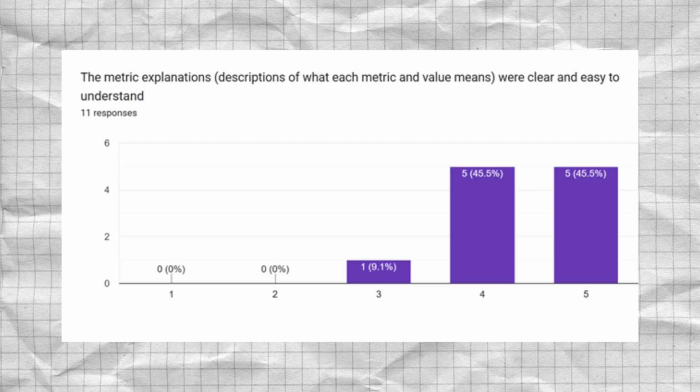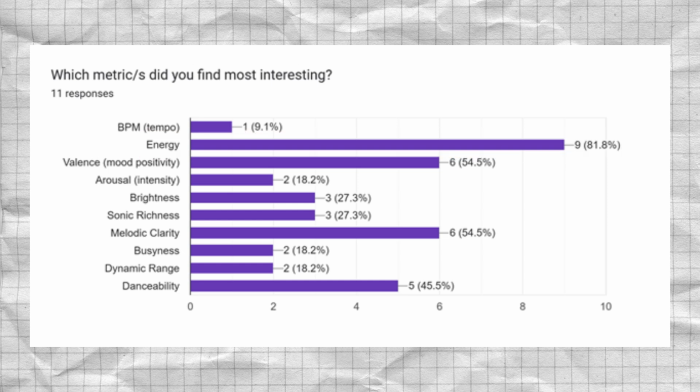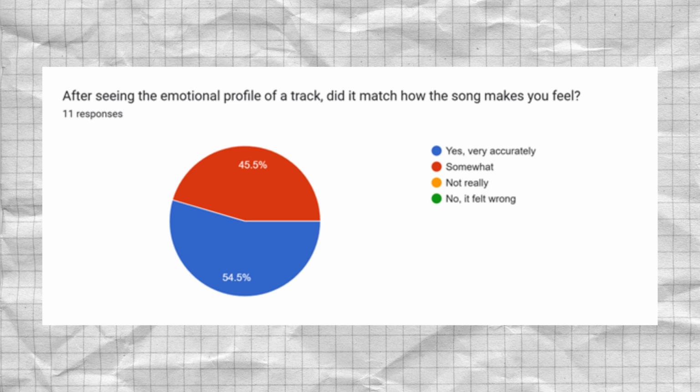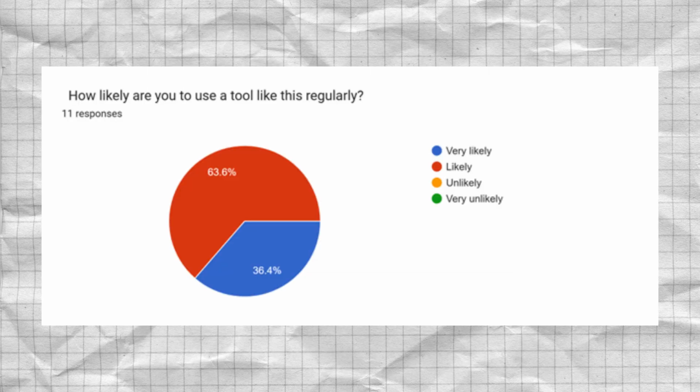91% of users found the explanations on the app very clear. Energy was selected by 82% of participants as their favorite metric. And importantly, every single metric received at least one selection in this question, so nothing was dead weight. 100% of users agreed that the emotional profiling at least somewhat matched the track's vibe, with zero complete mismatches. Overall, satisfaction was 4.73 out of 5 for the entire application, and every single user said that they're either likely or very likely to use a product like this again.